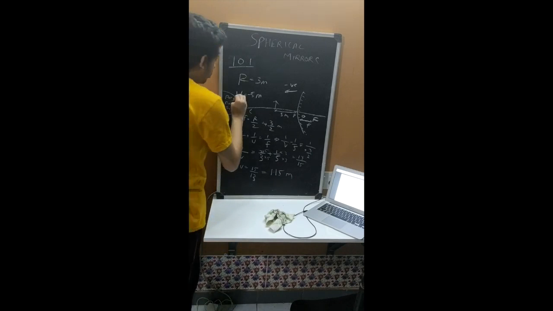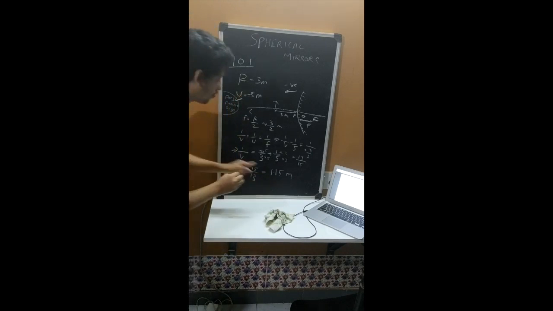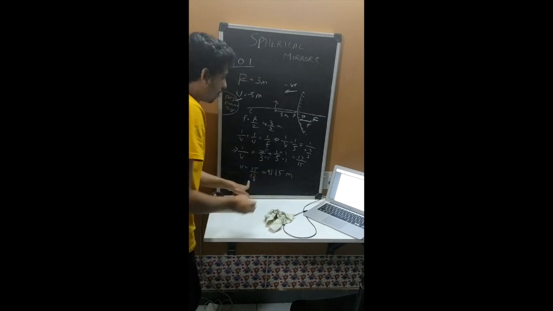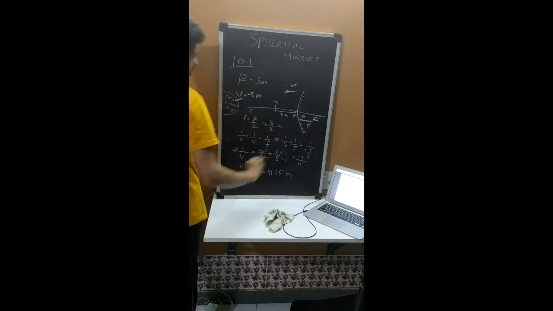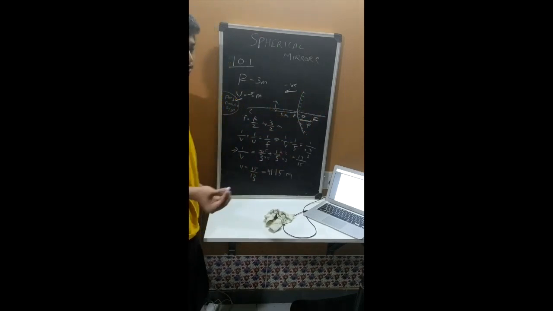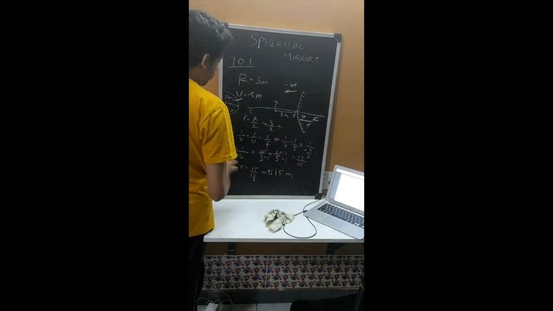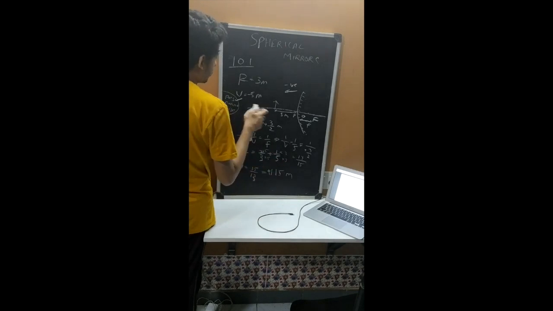So position is done. Position is plus, we did not get any minus, so it is plus 1.15 meter, which means where will it be? It will be here on this side because it is positive. Position is over. Now let us look at size.